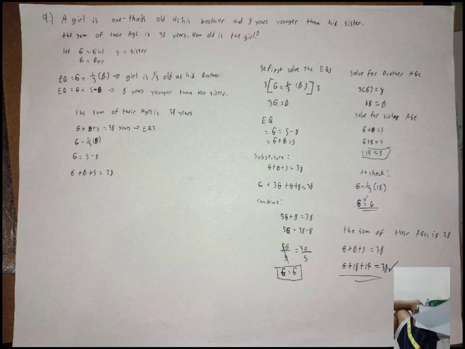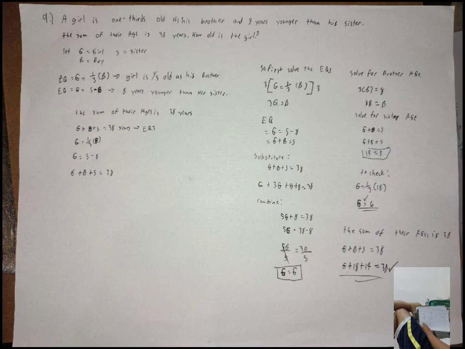So let's move on to question number 9. Here in question number 9, a girl is 1/3 as old as her brother and 8 years younger than her sister. The sum of their ages is 38 years. How old is the girl? So let G be the girl, B the boy, and S the sister.